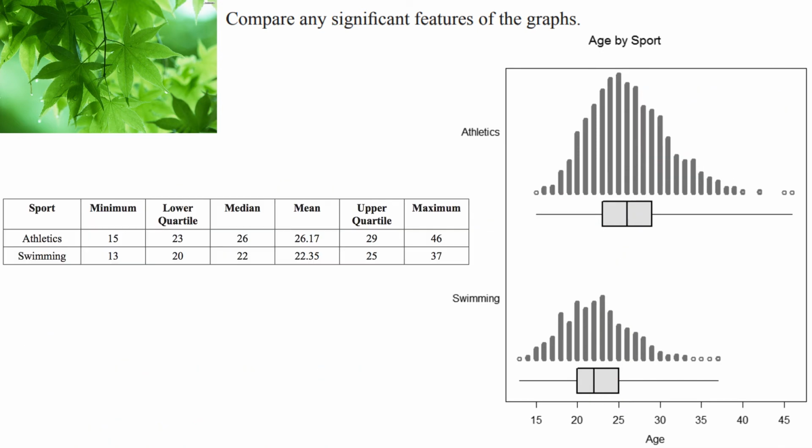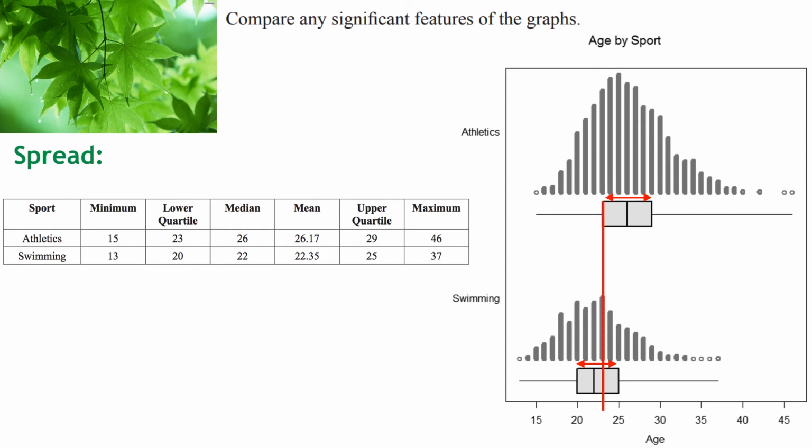So we've done shape, we've done centre. Now we want to have a look at spread. Now I've just drawn two little arrows there on my box and whisker graph just above them. And what I want you to notice is those two arrows, that's what we are comparing, because we're having to compare the features. So we're comparing the spread, and we want to know, is the spread of the athletics ages similar or different to the ages of the swimming competitors? So those arrows I've drawn are to represent the interquartile range.